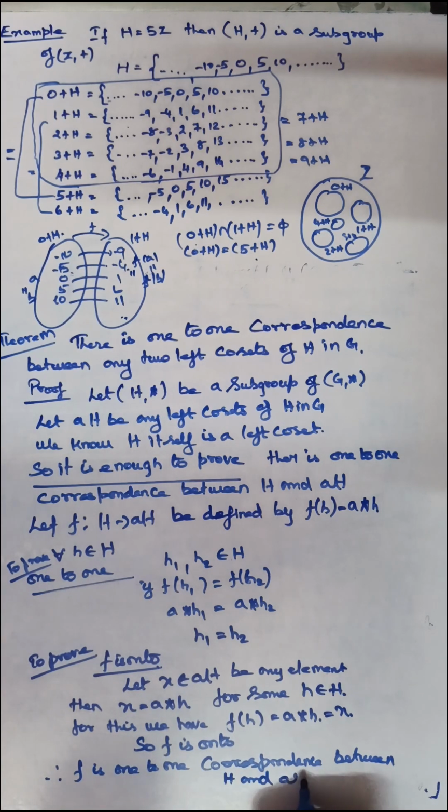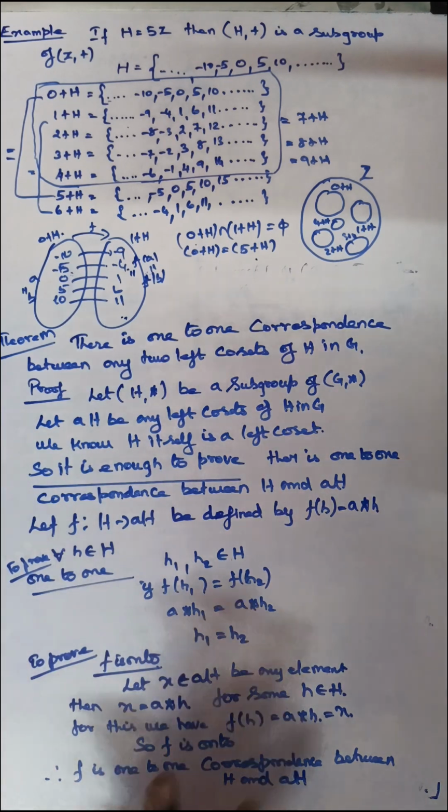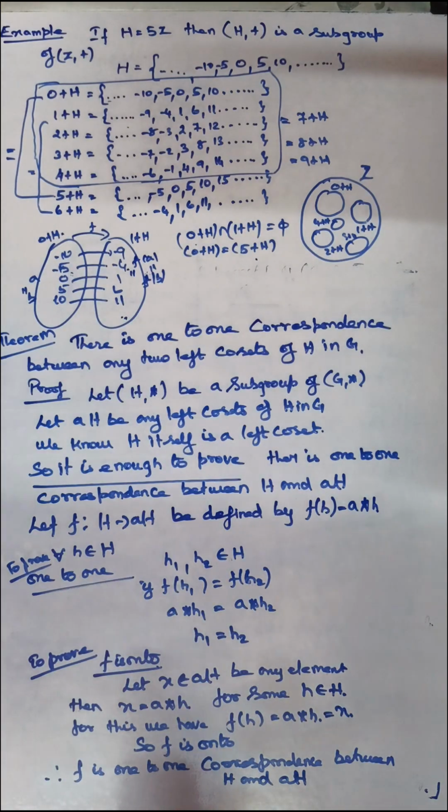So what are we trying to conclude here? The number of elements in 0 plus H is equivalent to 1 plus H, as well as 2 plus H, 3 plus H and 4 plus H from the given example. So every left coset has the same number of elements. That's what this theorem says: every left coset has the same number of elements.